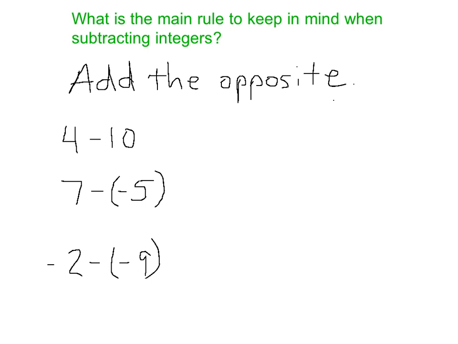Sound good? All right, so right here we have 4 minus 10. Not 4 minus negative 10, it just says 4 minus 10. So I need to use the opposite of 10. What's the opposite of 10? Yes, you guessed it, negative 10. So we're going to add the opposite. 4 plus negative 10 equals.